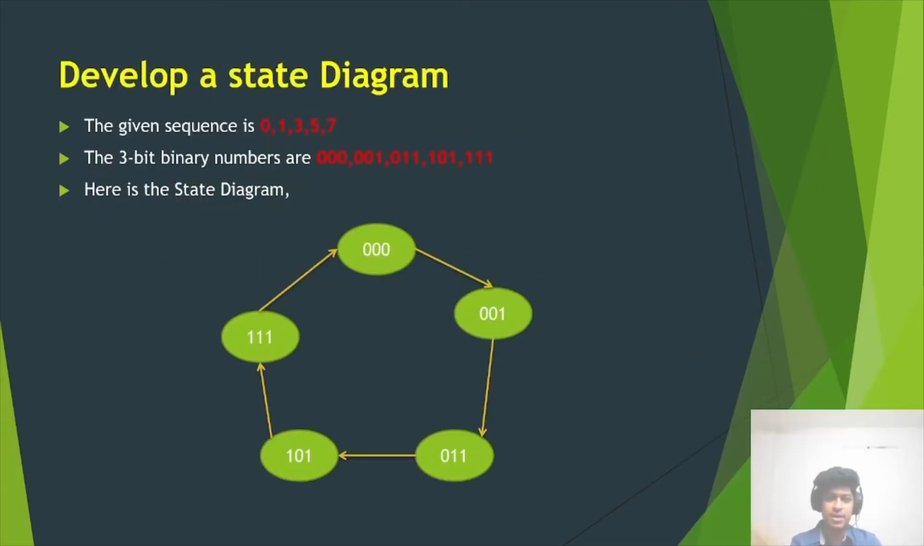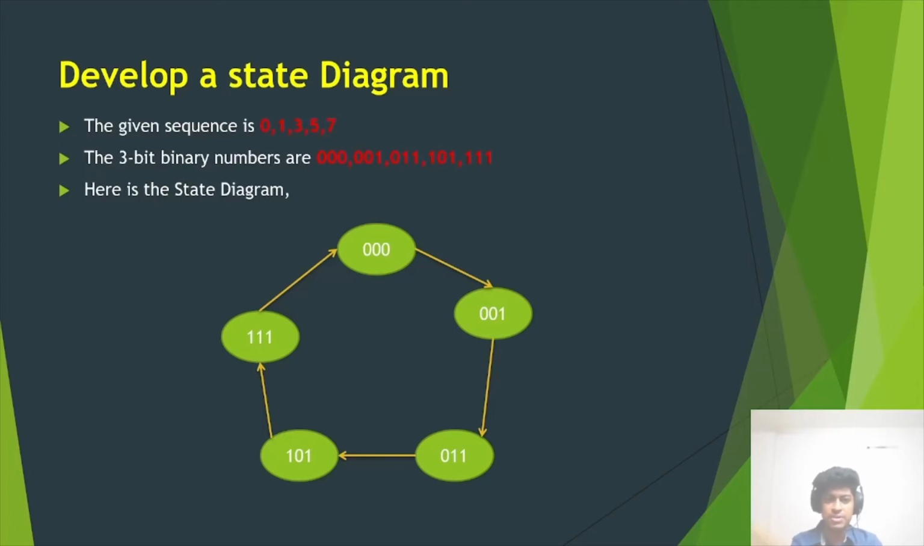On this page, I'm going to explain how to develop a state diagram. To develop a state diagram, we have to maintain one given sequence of numbers. So here we choose the given sequence numbers 0, 1, 3, and 5. Here we can see the highest count is 7, so we need to use 3-bit binary numbers.